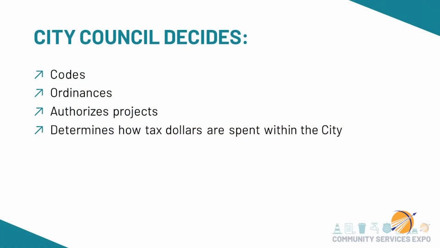The form of government we have is what's called council manager form of government. The city of Broken Arrow operates under this form. The voters made the change from a strong mayor form of government back in 1956. Basically, the council manager form of government is where the residents elect the governing body, which is the city council. And the city council's purpose is to adopt legislation, set policy, codes, ordinances. They authorize projects, road projects, things of that nature, and determine how the tax dollars are spent within the city.